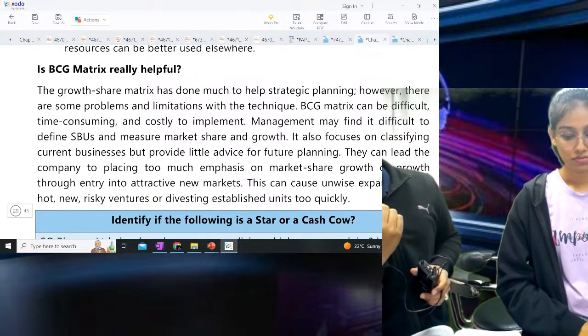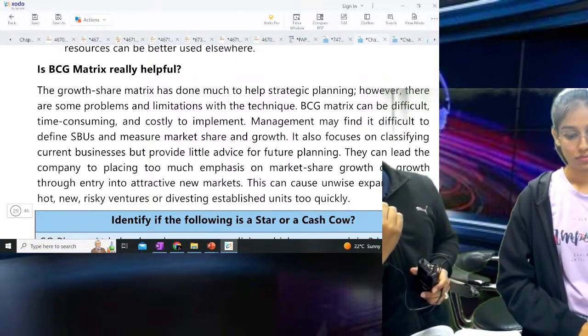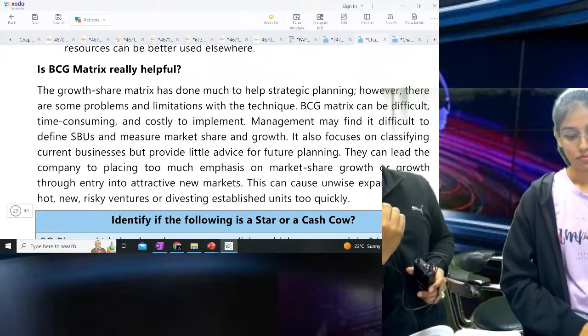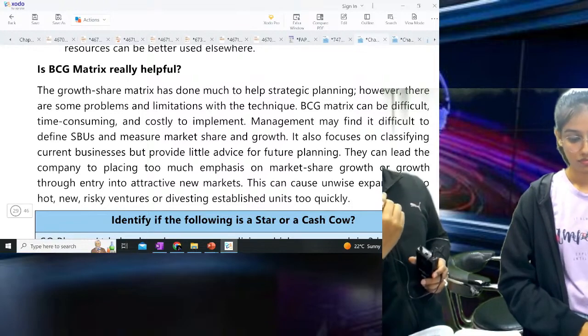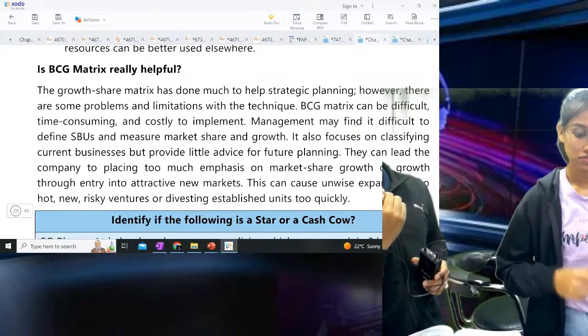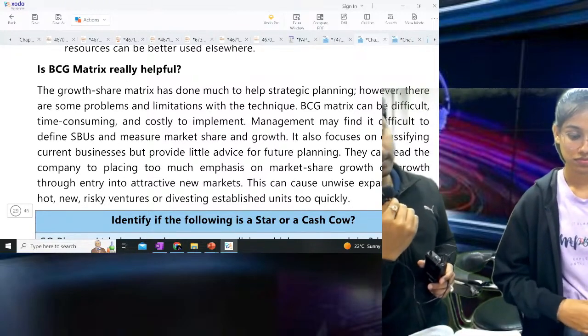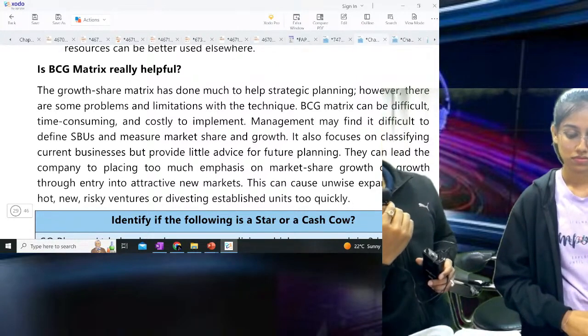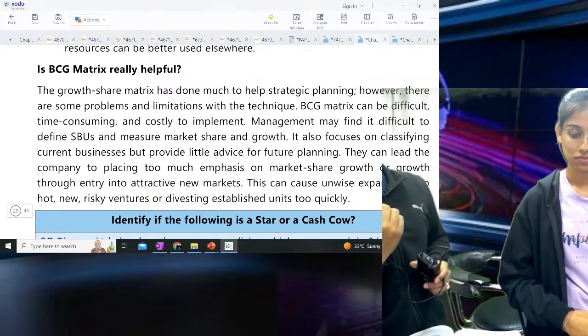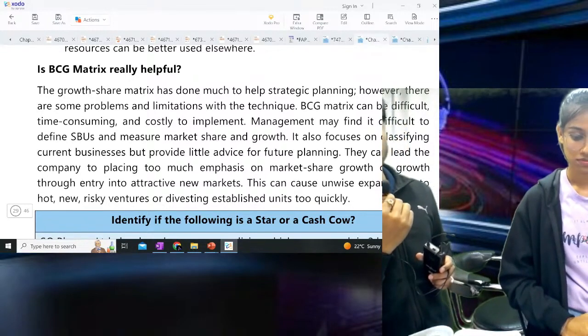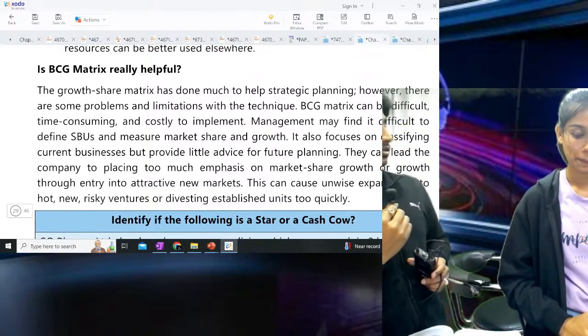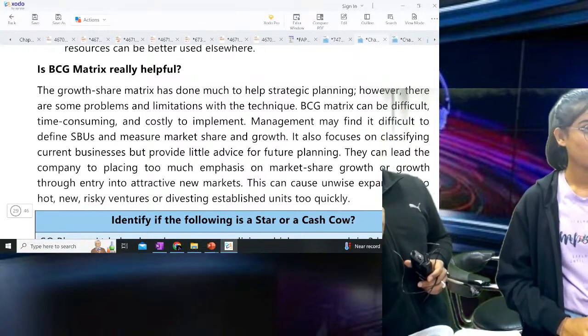The BCG matrix can be difficult, time consuming and costly to implement. Underline three words: difficult, time consuming, costly. Management may find it difficult to define SBUs and measure market share and growth. It also focuses on classifying current businesses but provides little advice for future planning. It focuses on today only. It is not looking at the future.